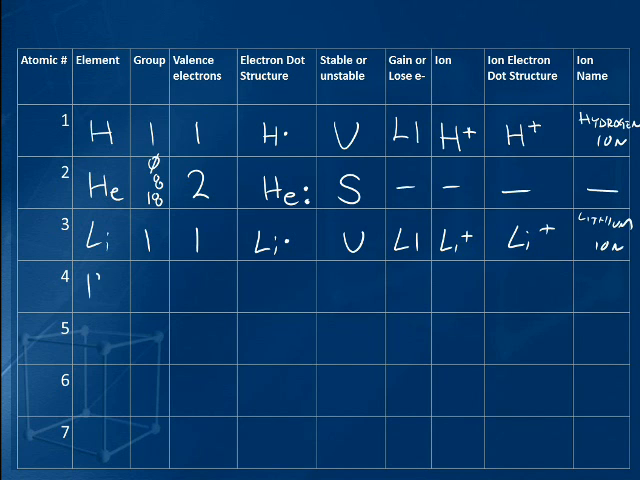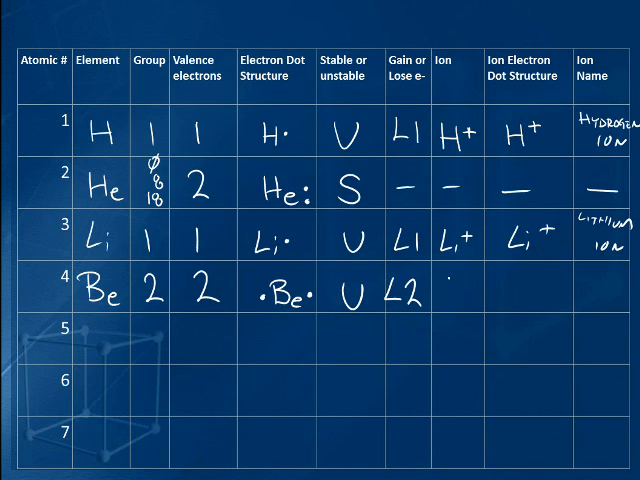What about 4? Beryllium, group 2, valence electrons 2. Now, because it's not filled, the dot structure is not going to be like helium. There'll be one on each side. That's so we can give room for anything else. That's also to show that it's missing 6 electrons in that last valence shell. Unstable. So it's going to lose 2 to be happy.